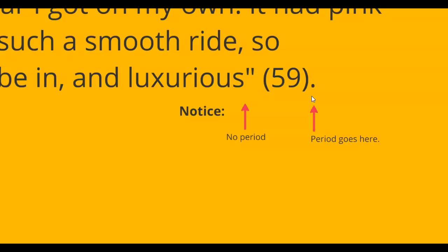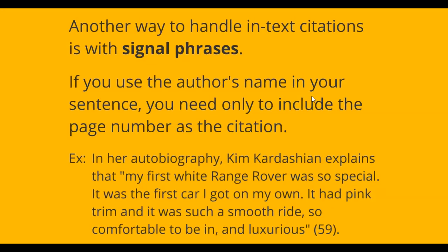Let's take a look at this in-text citation. So why did I not use her last name in this parenthesis? Well, if I go back to the quote up here, this lead-in right here, this signal phrase, I put Kim Kardashian's name right here, okay? So because her name is here, I don't have to put it down here. So notice there's no period here.